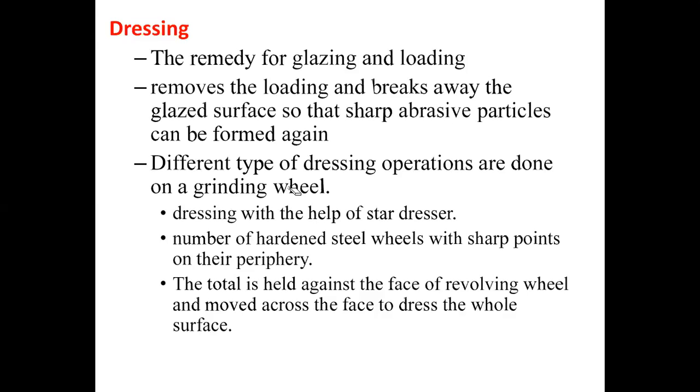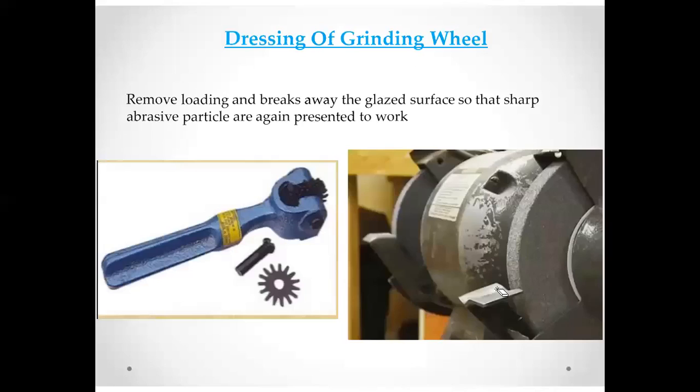Different types of dressing operations are done on the grinding wheel, for example dressing with the help of a star dresser. Different kinds of tools are there. By rotating the grinding wheel in contact with the tool, it removes the material. A number of hardened steel wheels with sharp points on their periphery remove the material. The tool is held against the work wheel. This is called dressing.